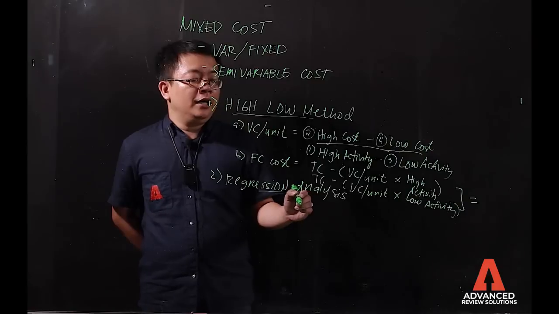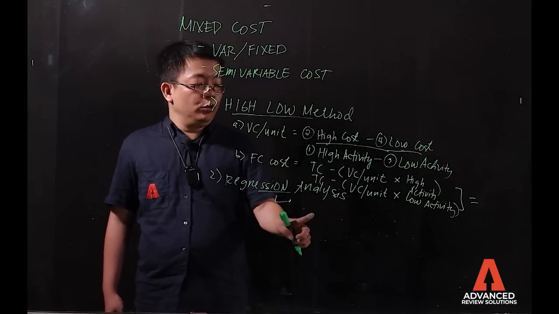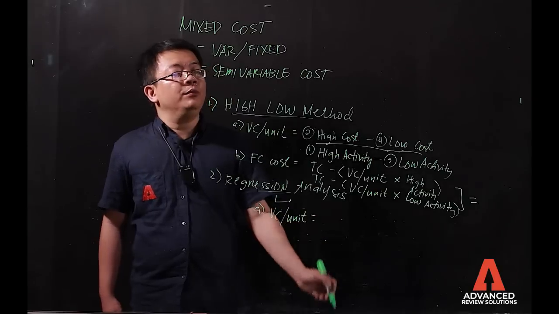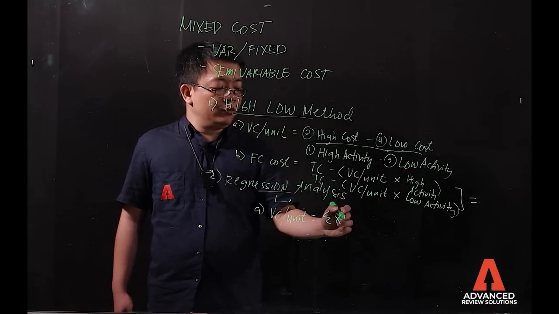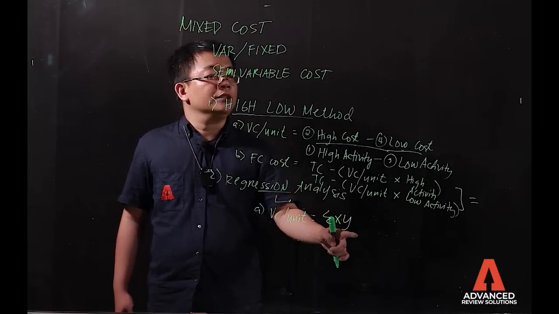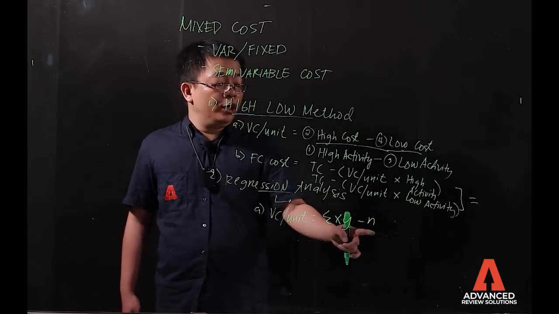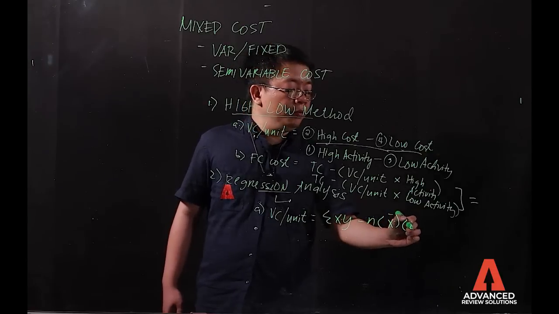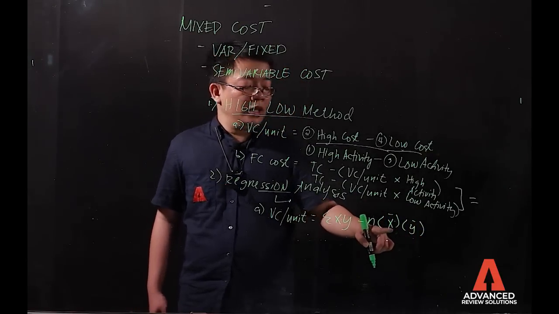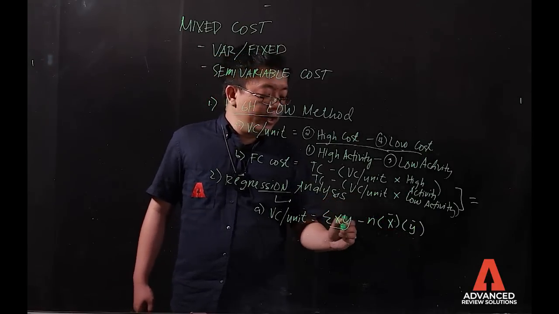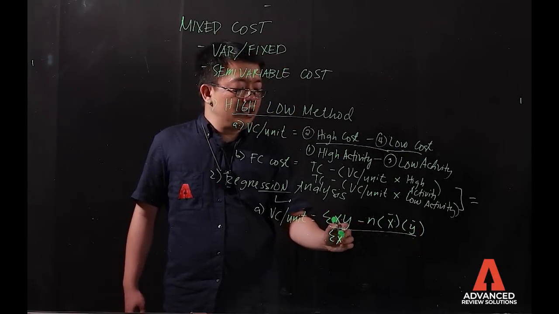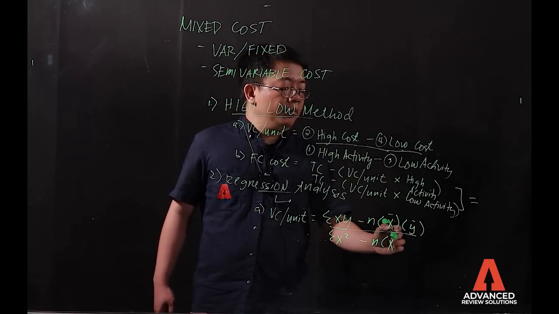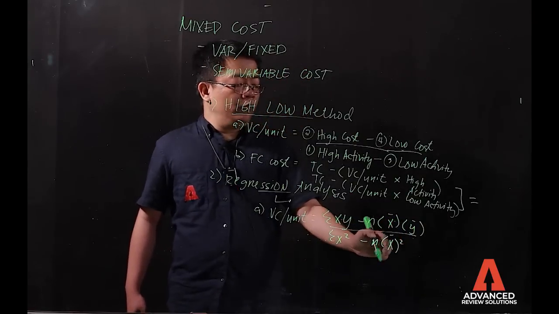Next, number 2, regression analysis. How do we compute for regression analysis? Again, compute first the variable cost per unit. Take note: summation of XY, where X is the activity and Y is the cost, minus N, where N is the number of observations, multiplied by X average and multiplied by Y average. You divide it by the summation of X squared, minus N multiplied by X average squared, meaning multiplied by itself.